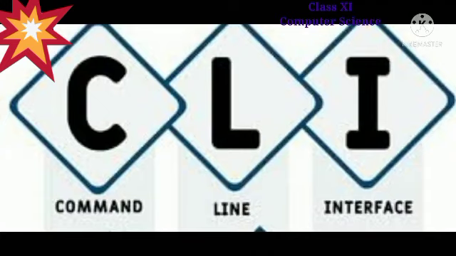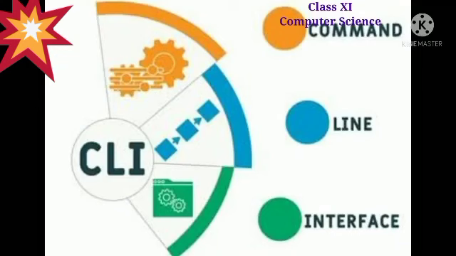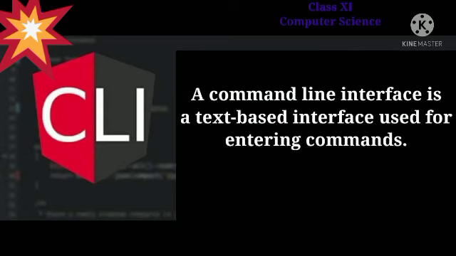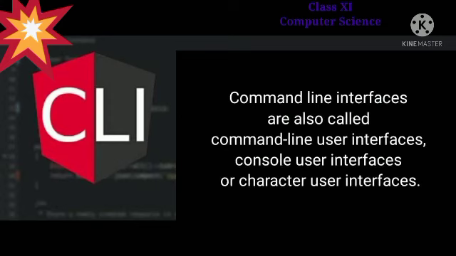Next we are going to see the second type of interface, that is CLI, command line interface. A CLI is a command line interface which uses a text-based interface by entering commands. So it allows a provision to enter different commands for interacting with the system. That type of interface is called command line interface. Command line interfaces are also called command line user interfaces, console user interfaces, or character user interfaces. These are other names of CLI.